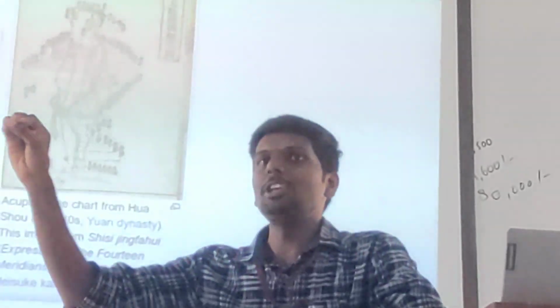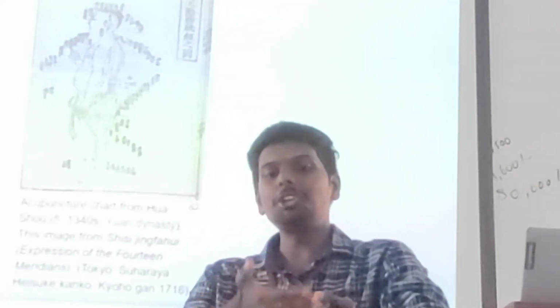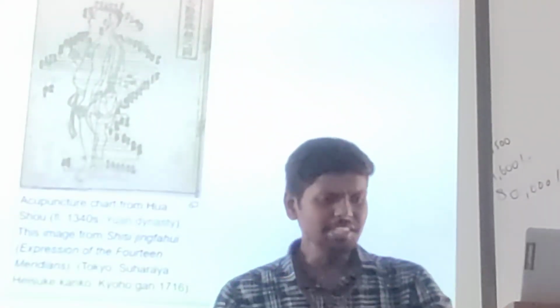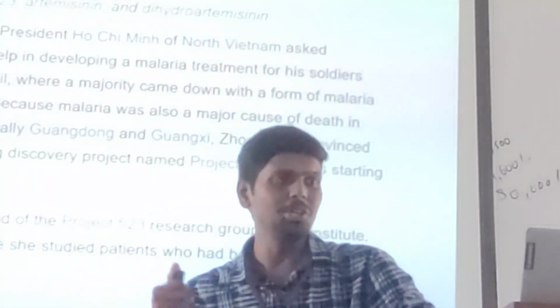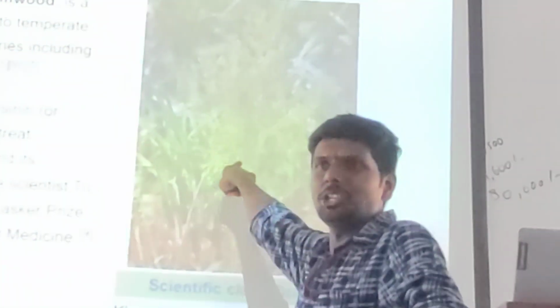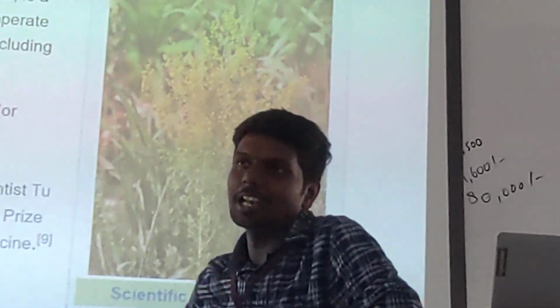Globally, there was a problem with malaria. She started working on understanding malaria. She took all the Chinese books and studied all these books. Then she came up with something. I will show you. Many books stated that this particular plant, this is Artemisia.